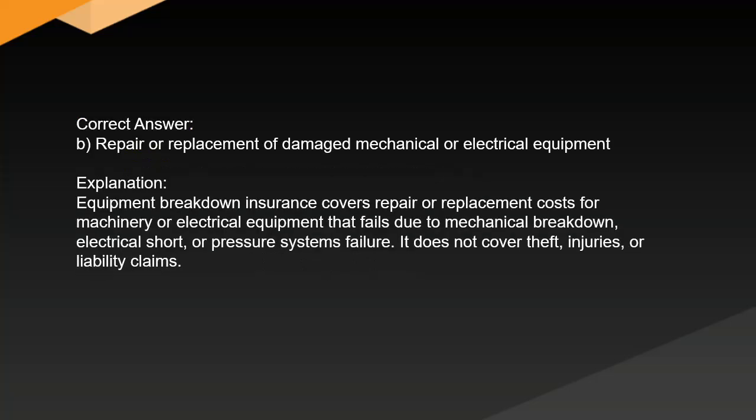Correct answer. B. Repair or replacement of damaged mechanical or electrical equipment. Explanation. Equipment breakdown insurance covers repair or replacement costs for machinery or electrical equipment that fails due to mechanical breakdown, electrical short, or pressure systems failure. It does not cover theft, injuries, or liability claims.